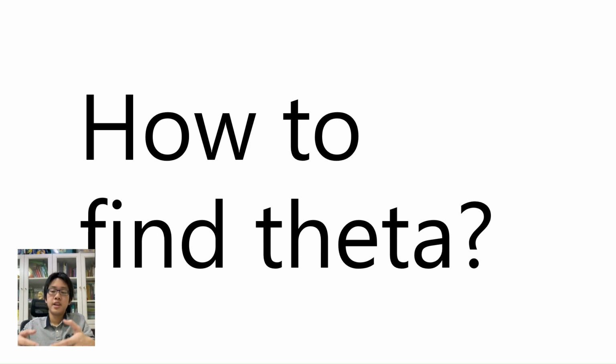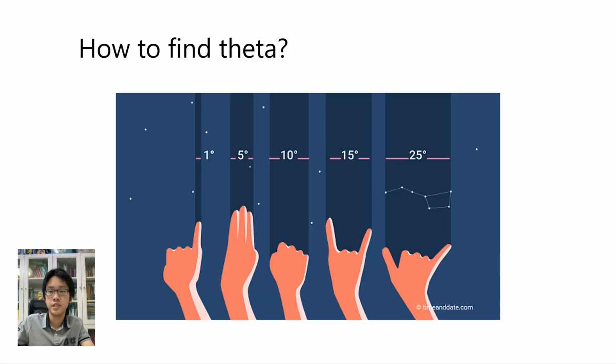You can use the simplest thing, the thing that most humans have, which is our hands. This is a diagram that shows how many degrees would be formed. This is just an approximation, but it would be accurate enough for us to measure a simple declination.